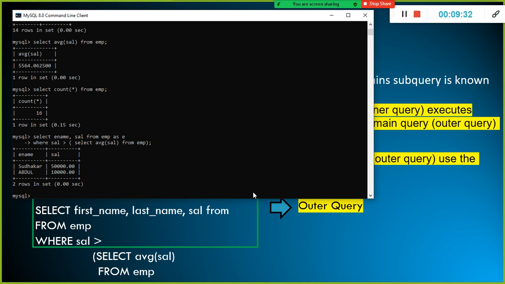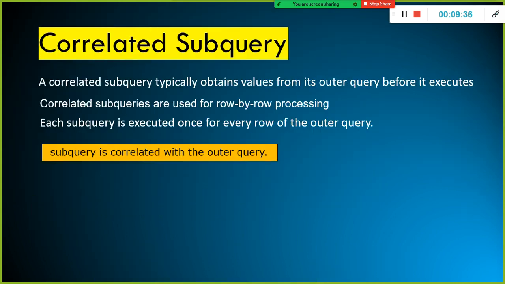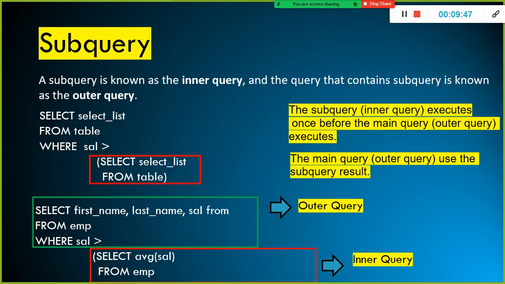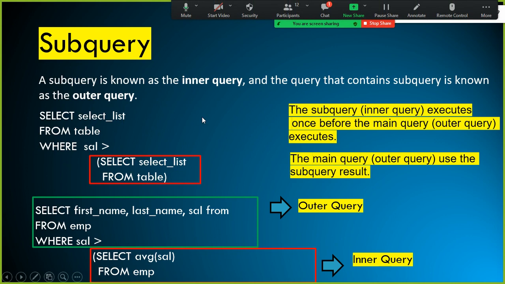And also we discussed about the IN operator yesterday, right? So subquery and correlated subquery. What is a correlated subquery? In the case of correlated subquery, it obtains value from its outer query before it executes. So in this case, it obtained the value from this inner query, and then the outer query got executed.